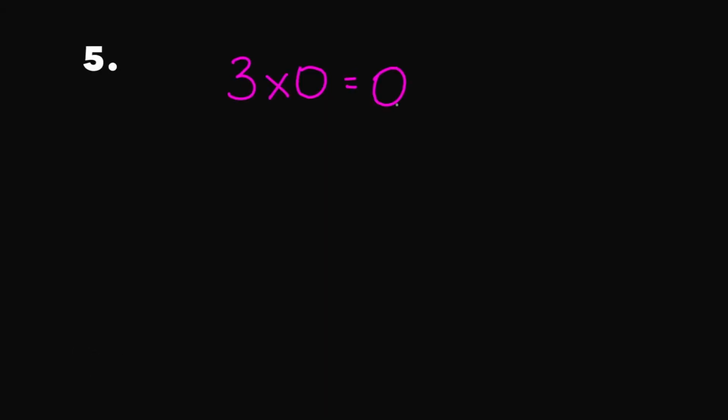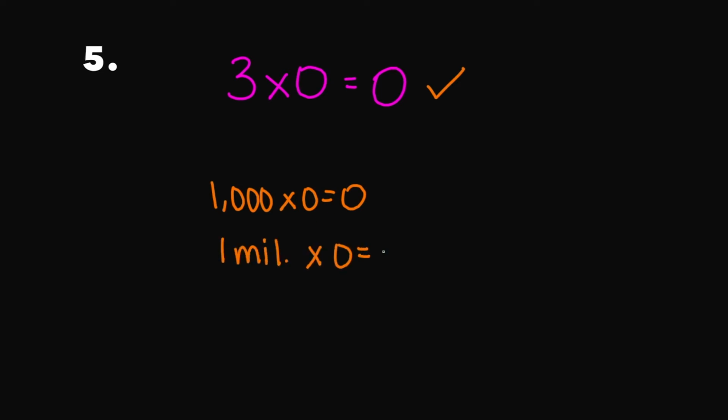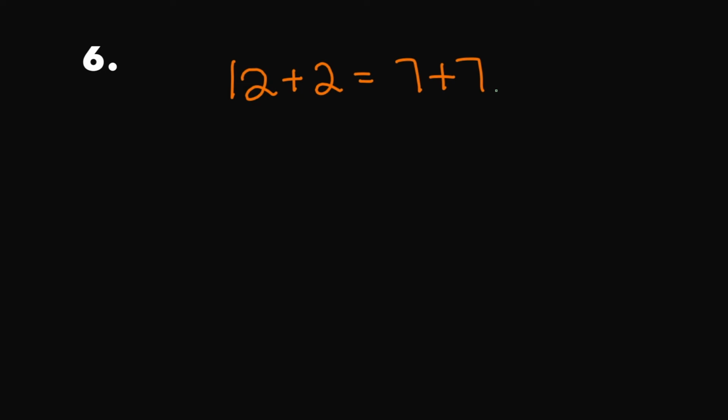Next question, 3 times 0 equals 0. Is this true or false? This is true. 3 times 0 does equal 0. If you have 1,000 times 0, this is going to also equal 0. If you have 1 million times 0, this is also going to equal 0. Let's look at the next question.